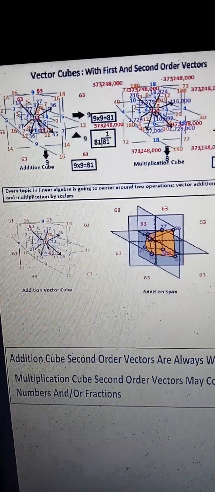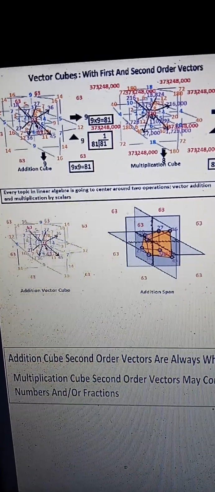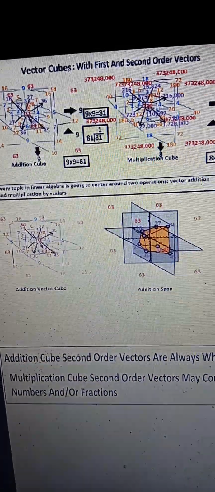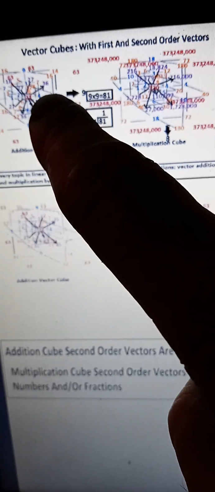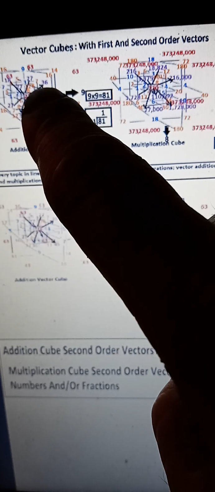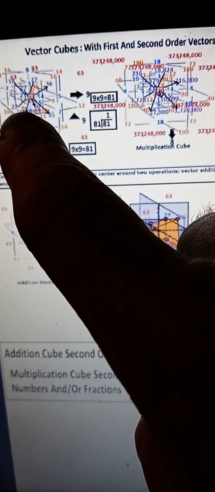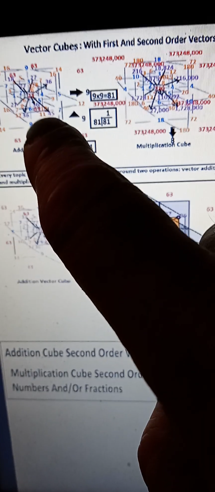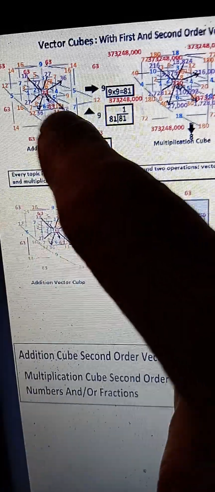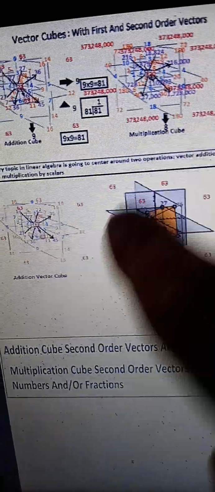Okay, tonight I was studying these things I call vector cubes. They're just the magic ghost number cubes, but with arrows pointing down or up to the pairs of inner ghost numbers in purple. They go from smallest to largest, and this is a group of what I call first order vectors. This is an addition cube. This is a multiplication cube.